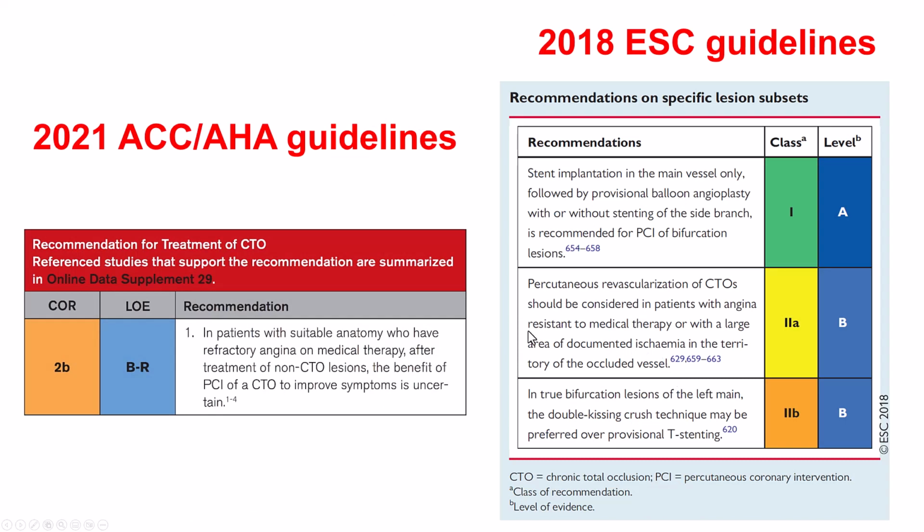What do the guidelines say? The ACC/AHA guidelines 2021 actually give a class 2B, level of evidence B for CTO PCI because of the conflicting results between the EuroCTO trial as well as the DECISION-CTO trial. But then the European Society of Cardiology guidelines do give a 2A indication, level of evidence B.